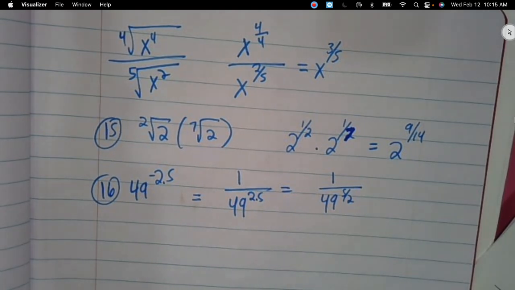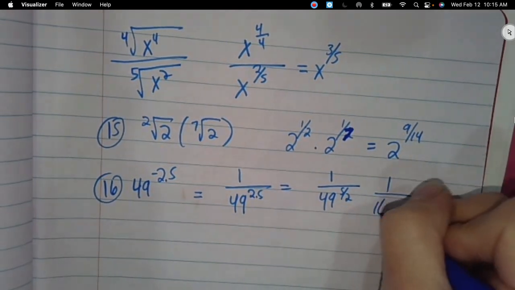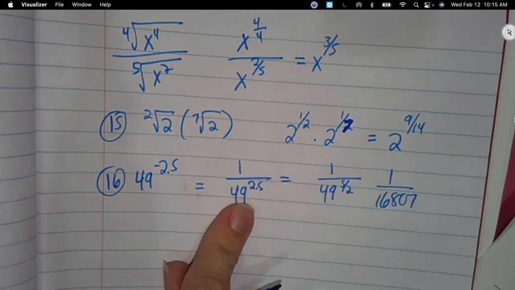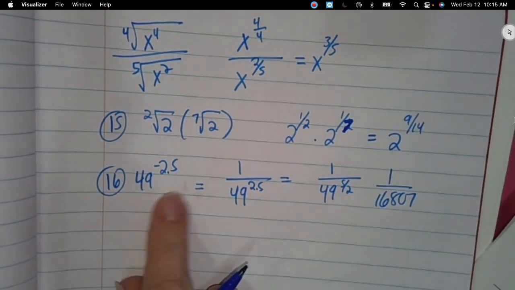What did y'all get for this answer? 16,807. Okay, so you got 16,807. B. There you go. And if it has a negative exponent, you always put it in the denominator. But look, Elena, you can honestly type that in your calculator just like it is.